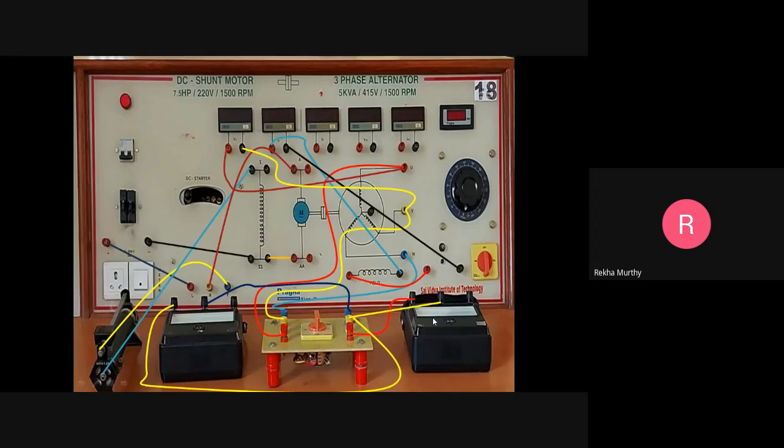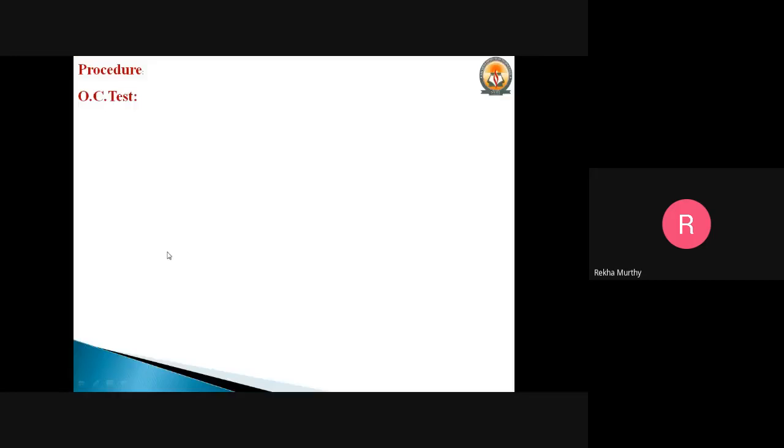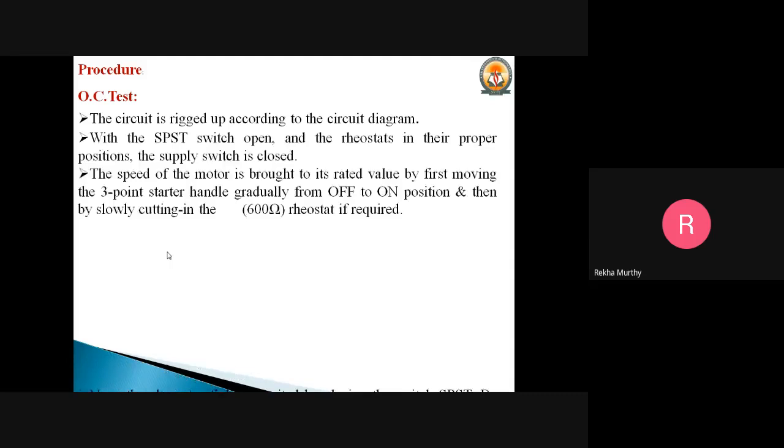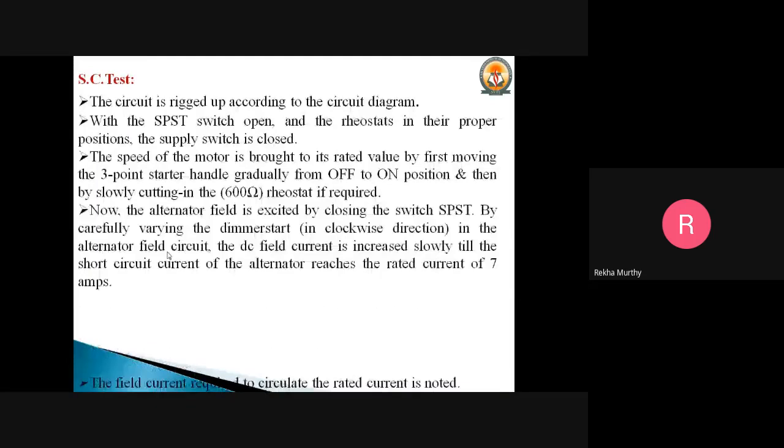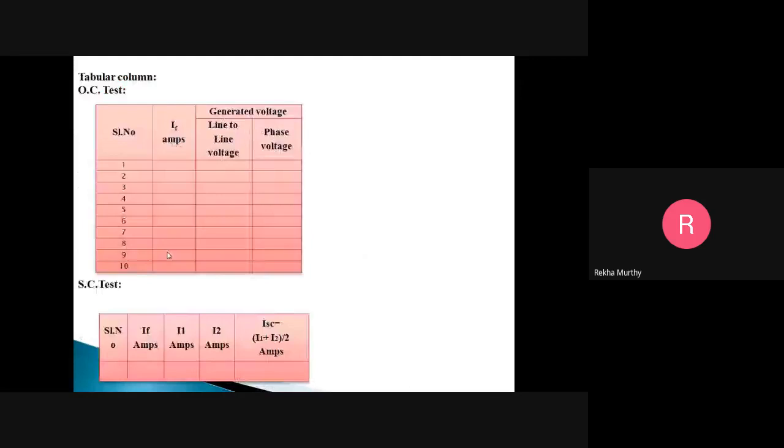Only one reading of the corresponding field current you have to take down, which is required to circulate the rated current. Then bring this rheostat back to the minimum position and open the SPST switch as well as the TPST switch. This is how we switch off the DC motor. The readings corresponding to the SC and OC test should be tabulated.